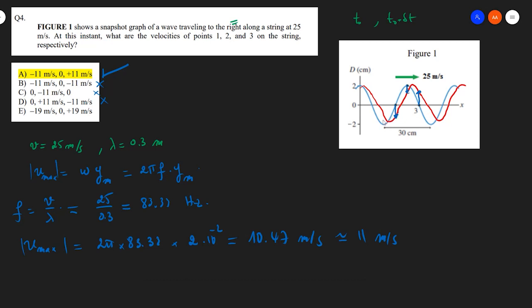And just a warning: be careful about the units. You need to always know what is plotted in the graph as a function of what, and you need to be careful about the units. Okay, so this is the first problem. Let's go to the second one.